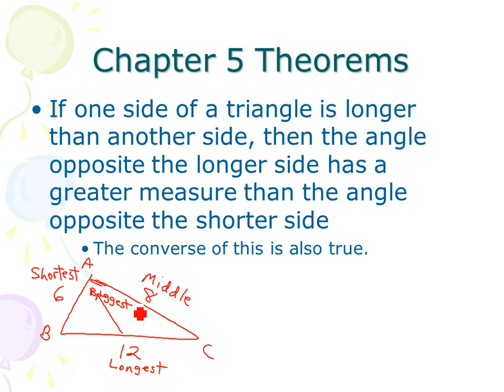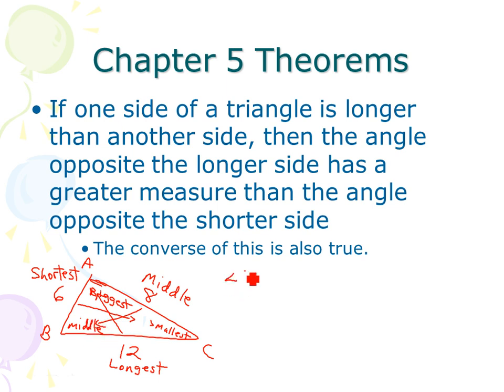Which one has to be the smallest angle in this picture? Angle C, because it's across from the 6. So this is the smallest angle. In the middle is B, and this one is the middle angle. Now, if we wanted to write that, watch carefully on this.